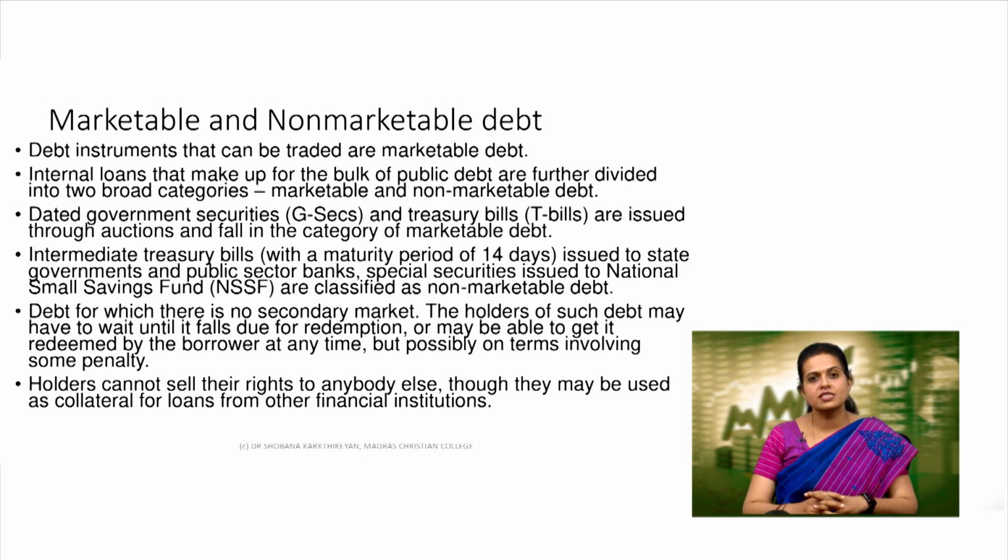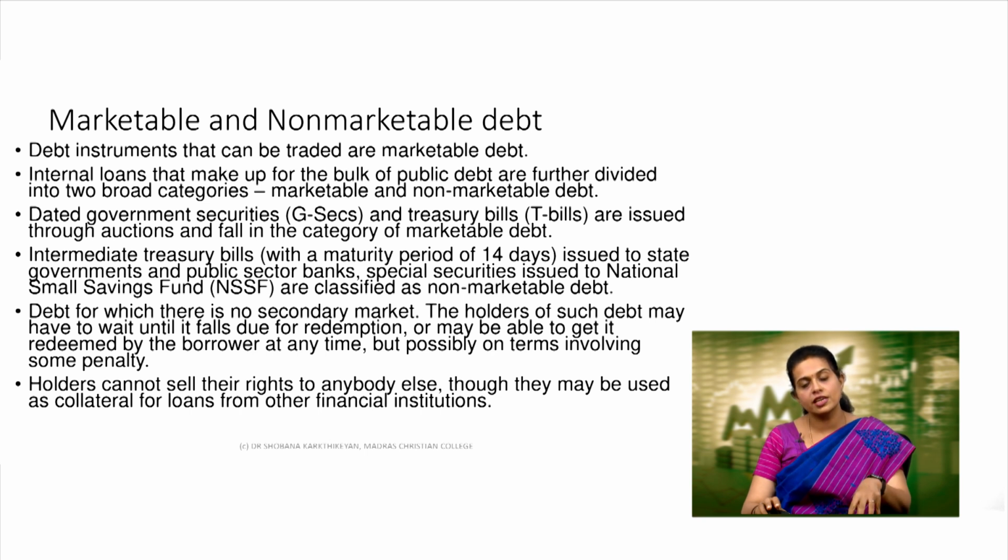So debt instruments that can be traded are called marketable debt. If there is no secondary market for a debt, and it can only be redeemed on maturity, you call it a non-marketable debt. A non-marketable debt is still important because it can be used as collateral for raising loans, but it just cannot be traded. So transfer of title cannot happen in the case of a non-marketable debt. In other words, holders cannot sell their rights to anybody else.